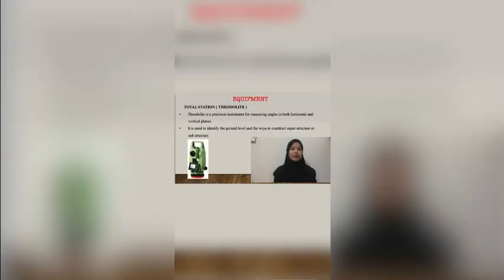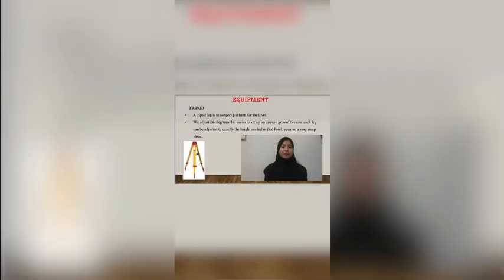Today, I will present report 2, engineering survey part equipment. First, total station theodolite. Theodolite is a precision instrument for measuring angles in both horizontal and vertical planes. It is used to identify the ground level and the ways to construct superstructure or substructure.